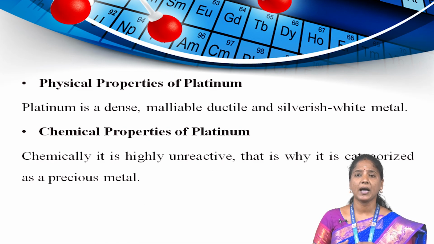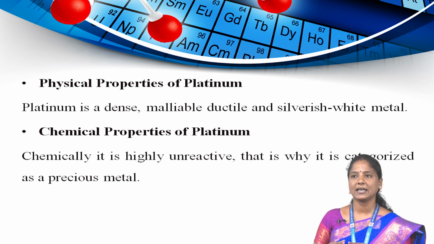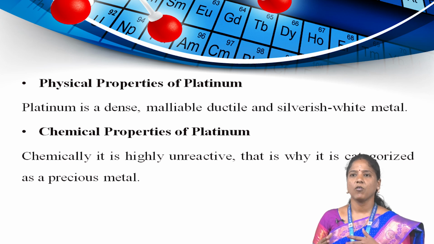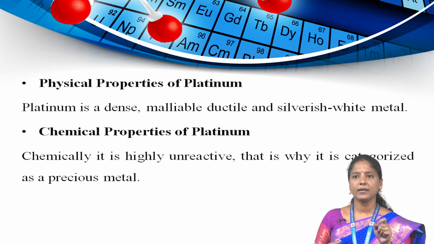Physical properties of platinum. Platinum is a dense, malleable, flexible, ductile, silvery-white metal. It is more ductile than other precious metals like gold, silver, and copper, but is less malleable when cold. It will be malleable when combined with gold. It is one of the densest metals, with a density of 21.45 grams per cubic centimeter.